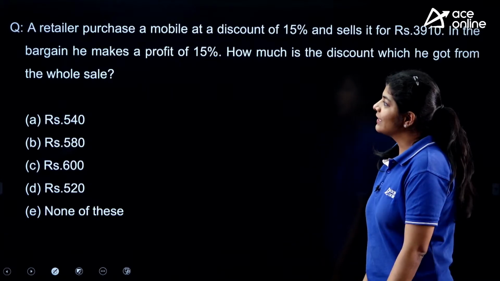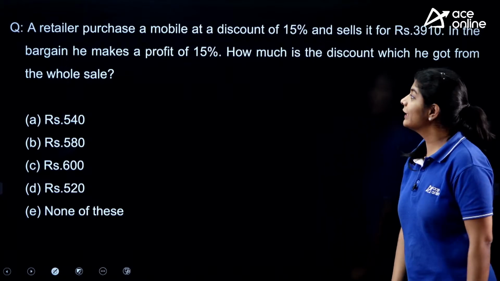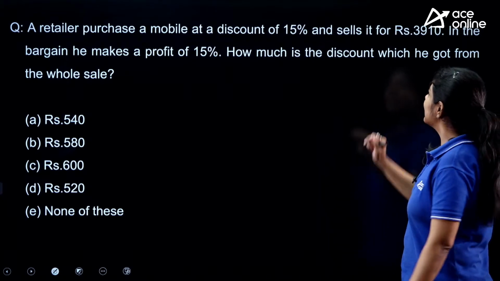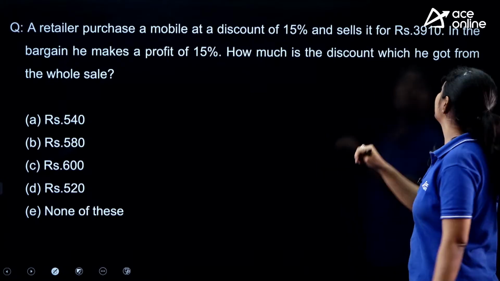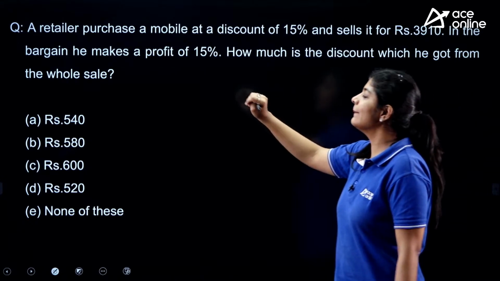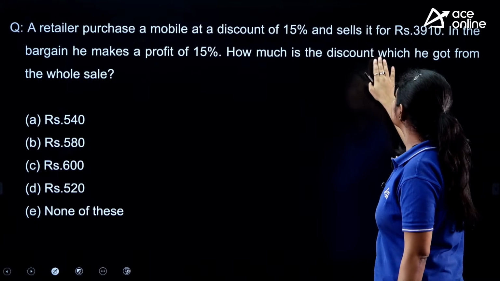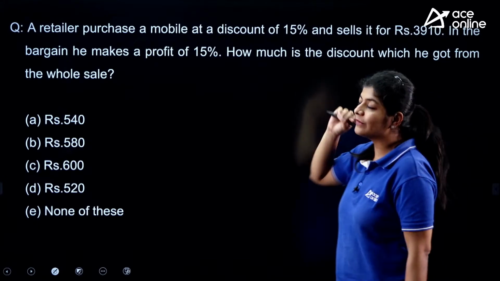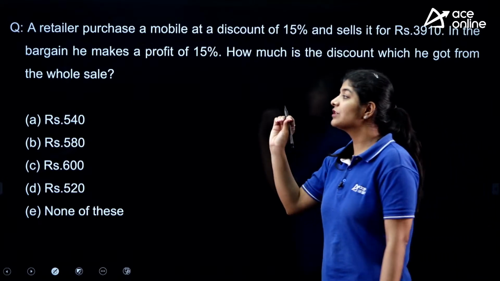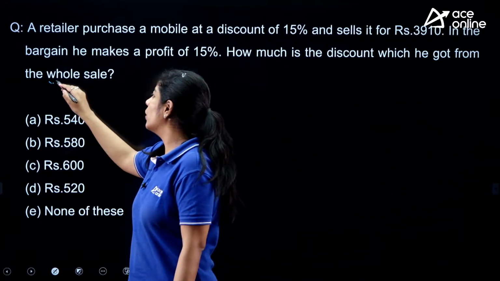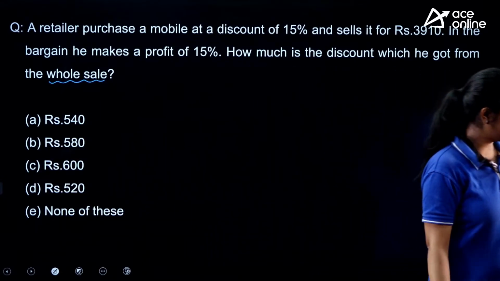The next question says that a retailer purchases a mobile at a discount of 15% and sells it for rupees 3,910. In the bargain, he makes a profit of 15%. How much is the discount which he got from the wholesale? We need to find out that discount amount which he got at the wholesale. Okay, so what answer are we getting for this one?